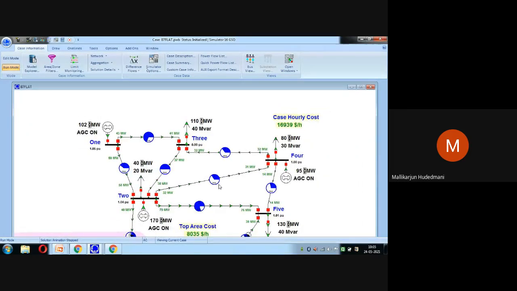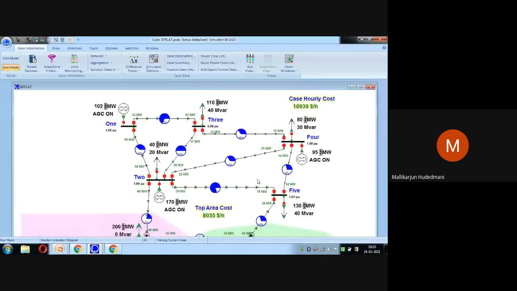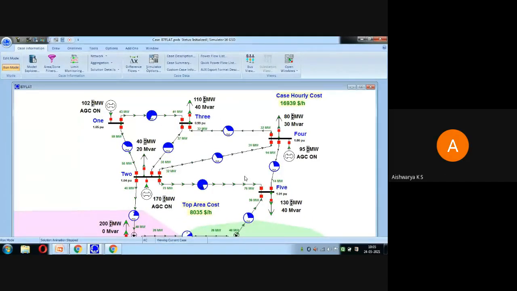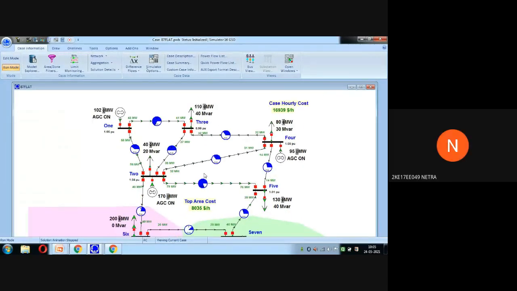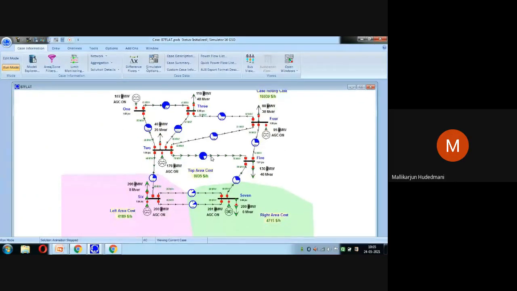Hope my slide is visible to you. Somebody please respond to me. Is this slide visible to you? I'm moving the slide. Is it visible? Yes, yeah, please. Now, I'm just zooming it.